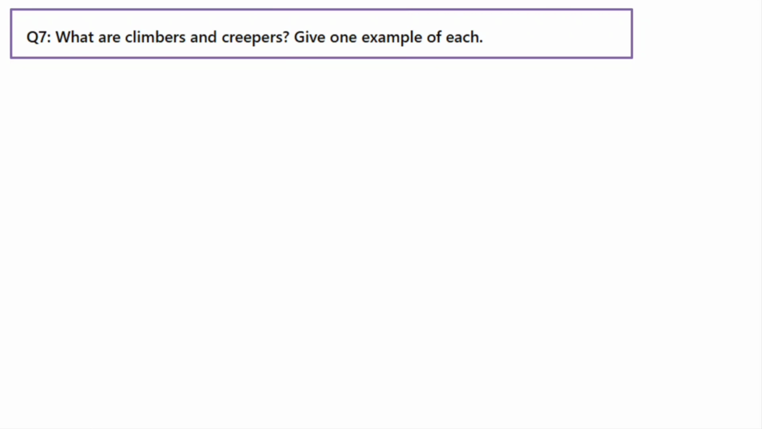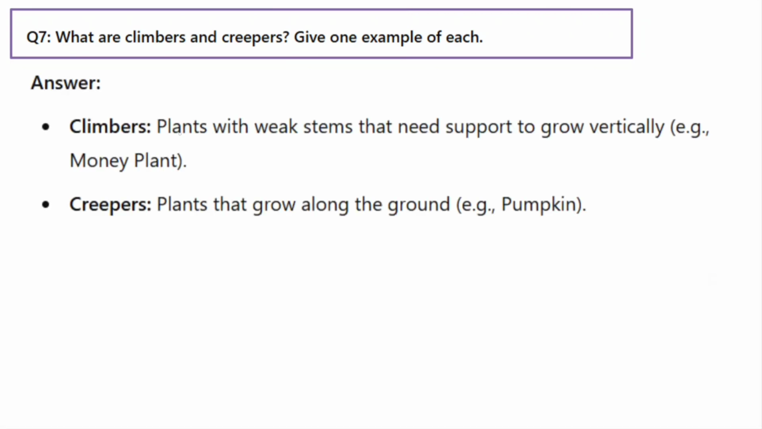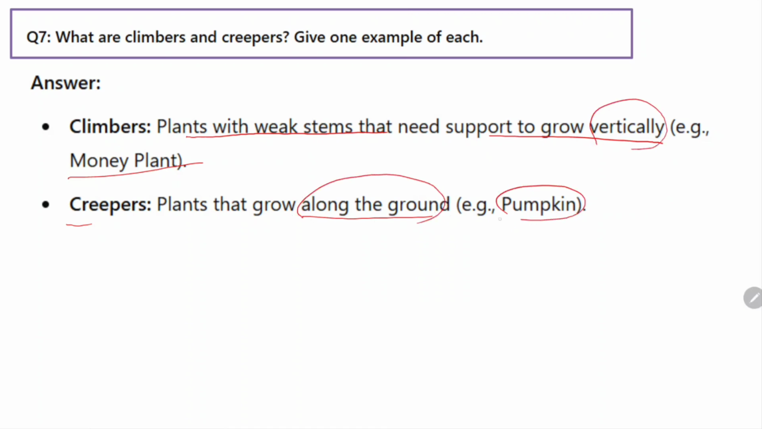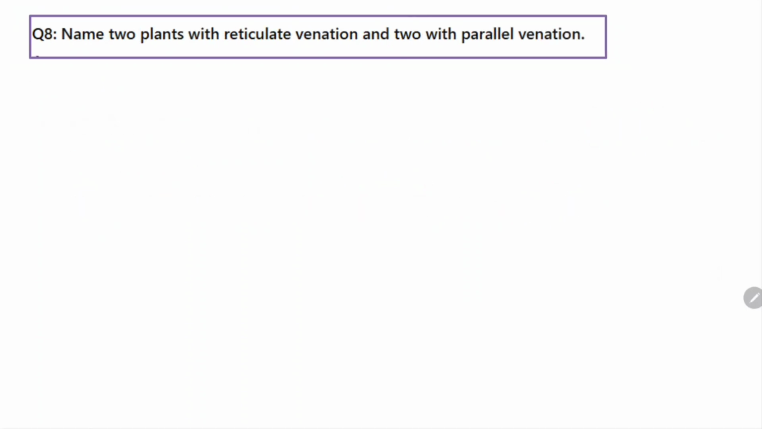Next, what are climbers and creepers? Give one example each. Climbers are plants with weak stems that need support to grow vertically. Example, your money plant. Creepers are plants that grow along the ground. This one grows vertically upwards, and this one grows on the ground only, for example pumpkin or watermelon. So you can write in this way.